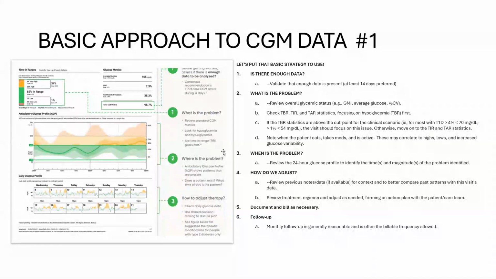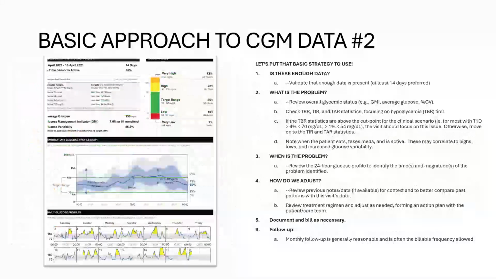But based upon that information, now we'd have the ammunition to say, we understand what the patient's medications are, how they exercise, how they eat, and we're seeing the data coming right back at us. Now we're going to make those adjustments. Then move to number 5, document and bill as necessary, and follow up, which for me, my recommendation is monthly follow-up is generally reasonable. And if we're talking about billing, often the billing frequency allowed for our analysis CGM.